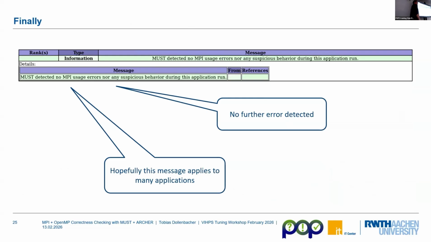And then finally, once you fix all the errors, you get a message like this, which you're happy about, which is the green information. You don't have any errors in your MPI code.